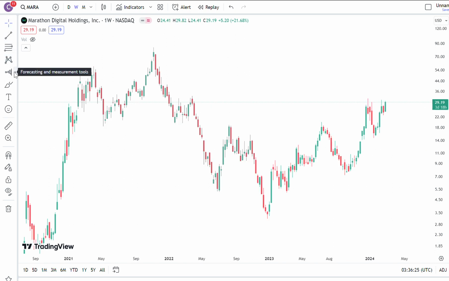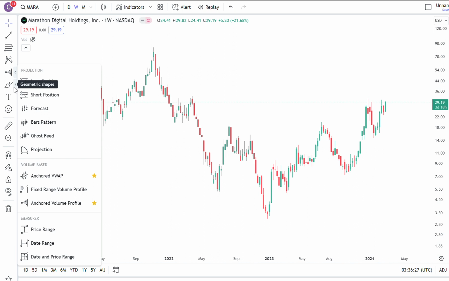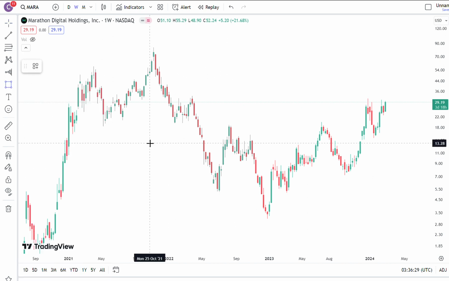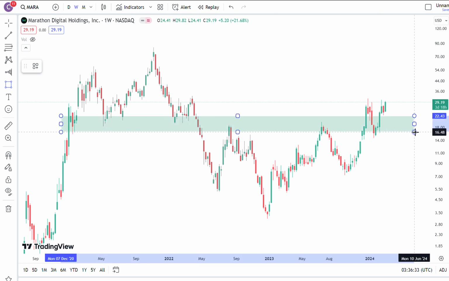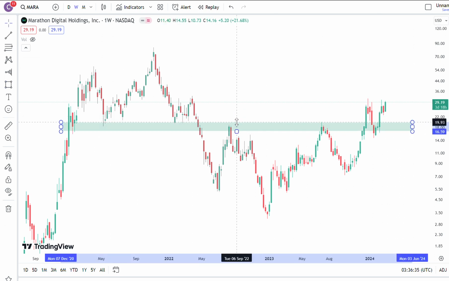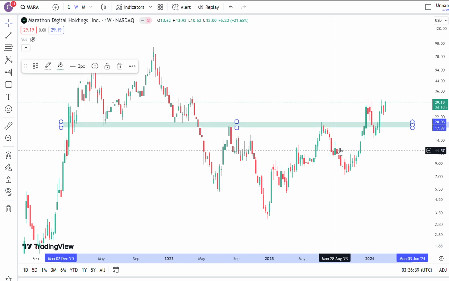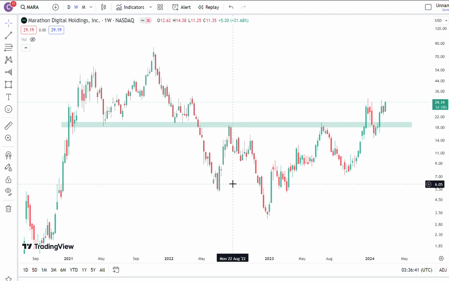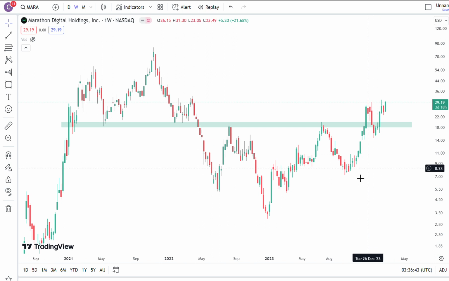I was pointing this out a few months ago, how I think that Mara is making an inverse head and shoulder right here, right? This is the neckline. This is a pretty important level around 20. It looks like a shoulder, head, and shoulder, right? Inverse head and shoulder. When it came back down, I was still pretty convinced that this is still an inverse head and shoulder for a back test right here before going up.